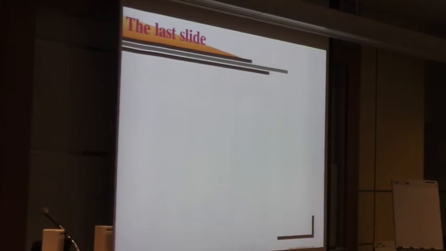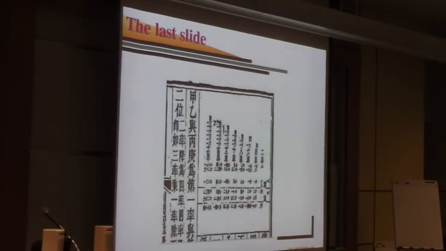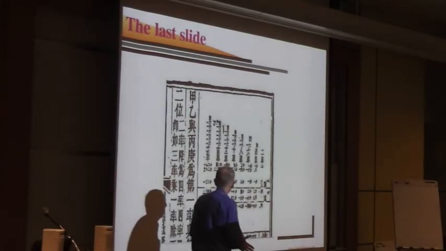I have come to my last slide. I will go back to the very beginning. Ming Antu, the first person to write about Catalan numbers. Here's a page from his manuscript.